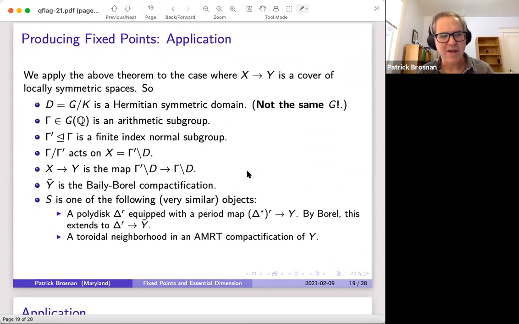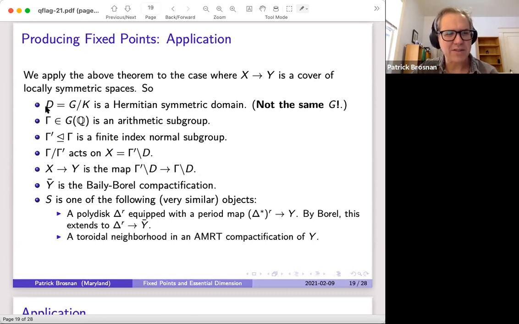Okay, so now I have to tell you, there's a lot of data going into Hermitian symmetric spaces that I have to tell you to point out the application. So we're going to apply the theorem in the case where X to Y is a cover of locally symmetric spaces. So, I'll start with some of that notation.